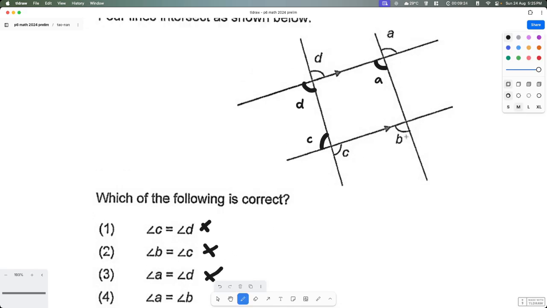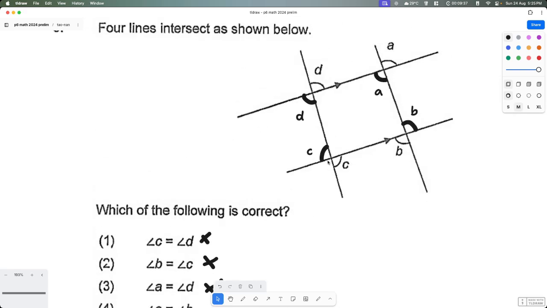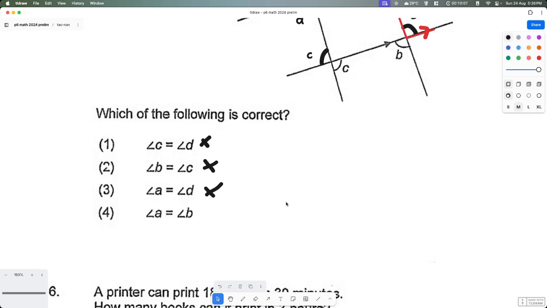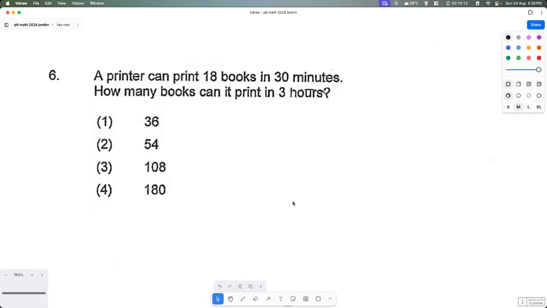Lastly, A is equal to B. For this case over here, this will be B. Is A equal to B? The easiest way to see whether they are equal is there is this like Z. So let's put the line like this. If it's a Z, it's always equal, and make sure that this line is parallel as well. So A and B are actually equal. So that means this is correct. So the answer is option number 4 in this case. Let's move on to question number 6.